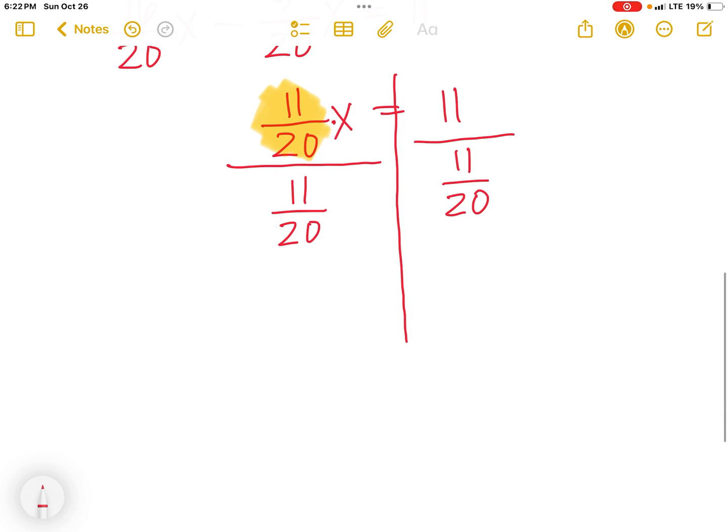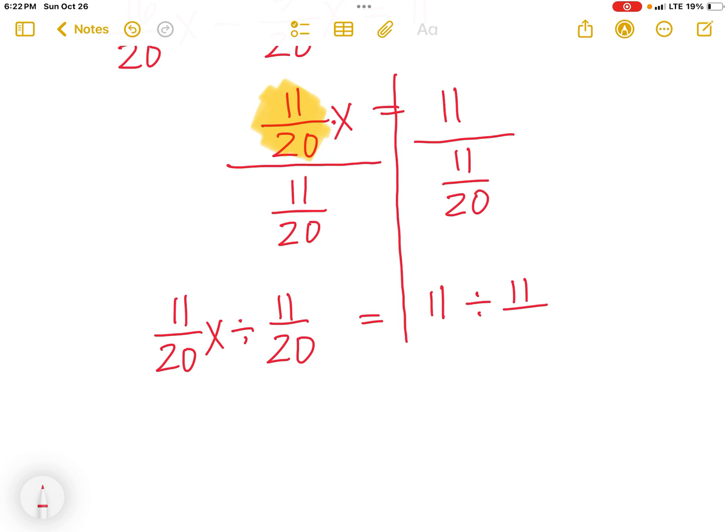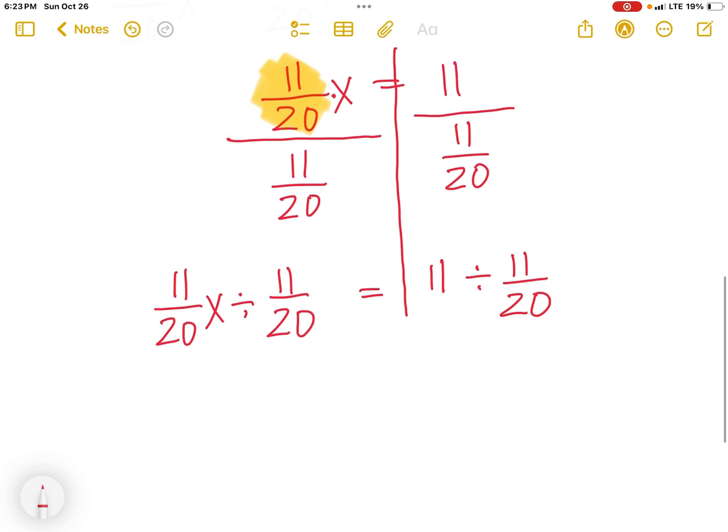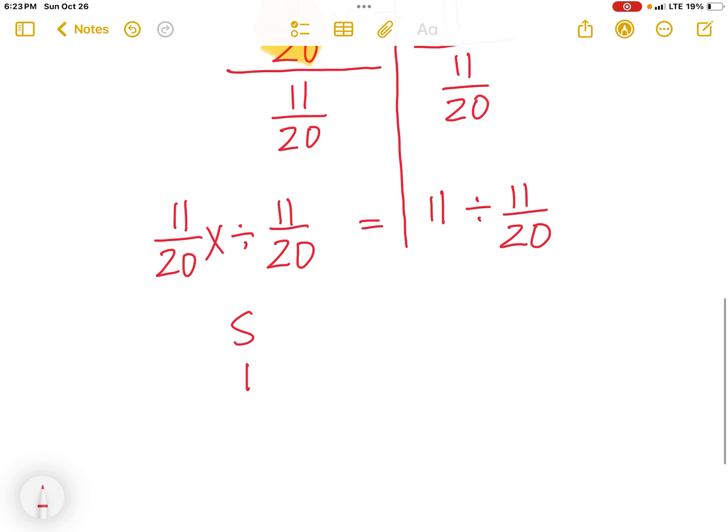Now I'm going to write it. I have 11 over 20x divided by 11 over 20 equal to 11 divided by 11 over 20. How do we divide fractions? We use the SIR method. S-I-R. Same, inverse, reciprocal.